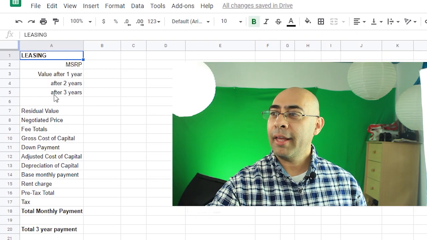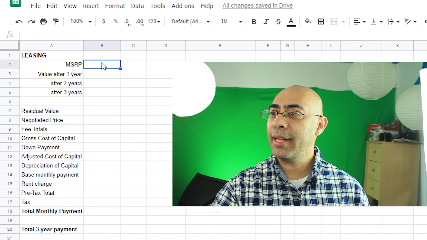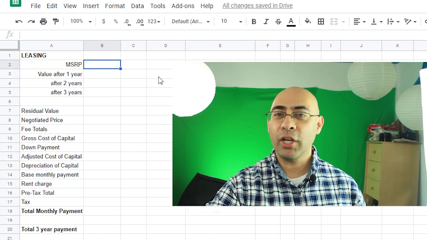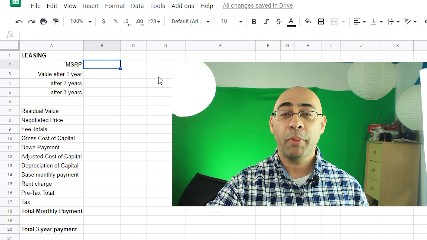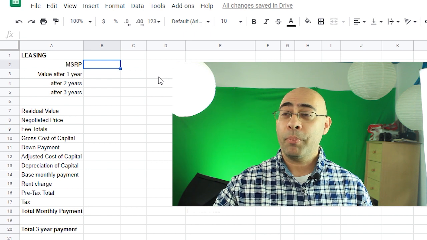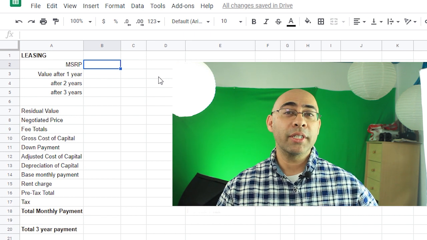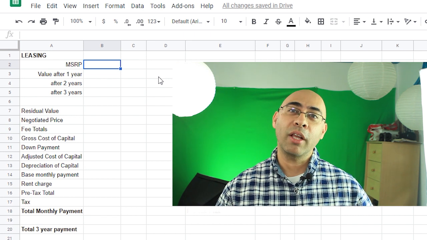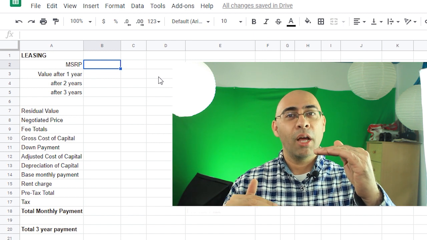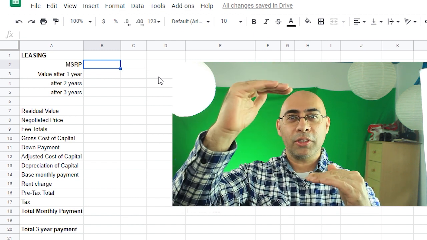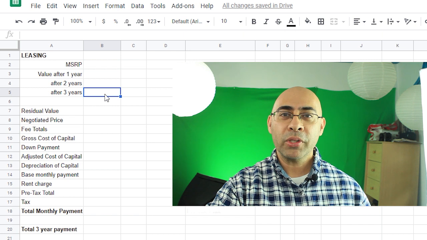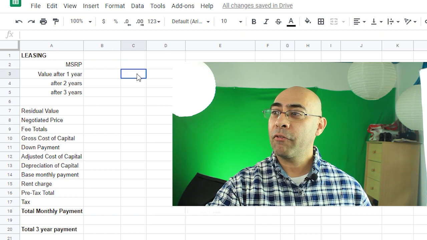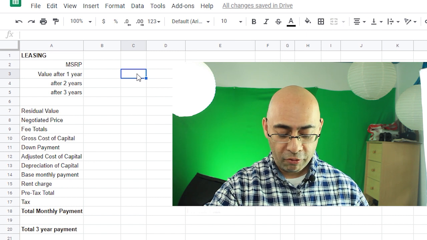So if we take a car, the MSRP, that is called the manufacturer's suggested retail price, which basically means that a company makes a car and they give it to a dealer and says, hey, we suggest you sell it for this much. It costs us this much, but we want you to sell it for this much so you can make a profit.